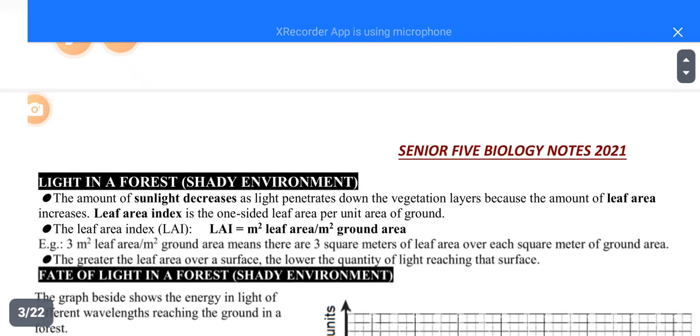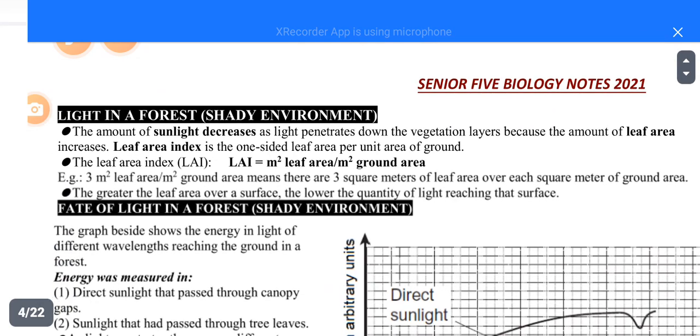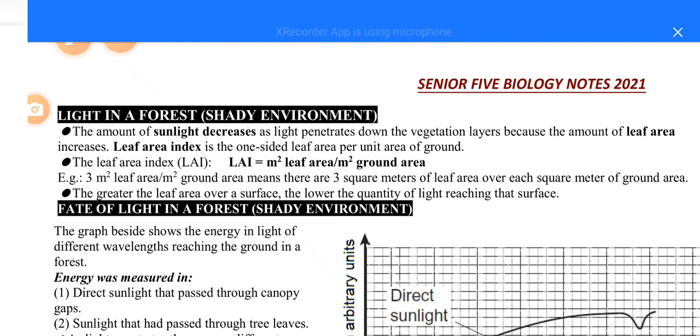So in the next episode, we are going to look at light in a forest, in bracket shade environment.